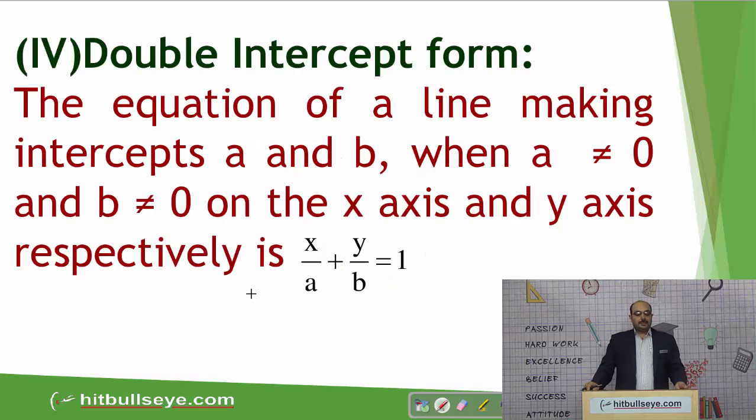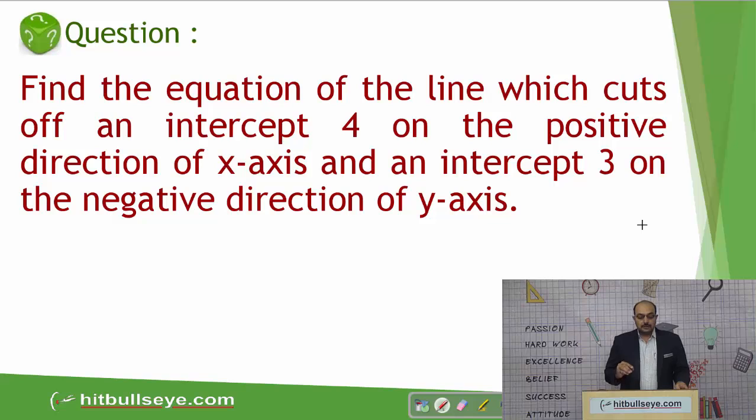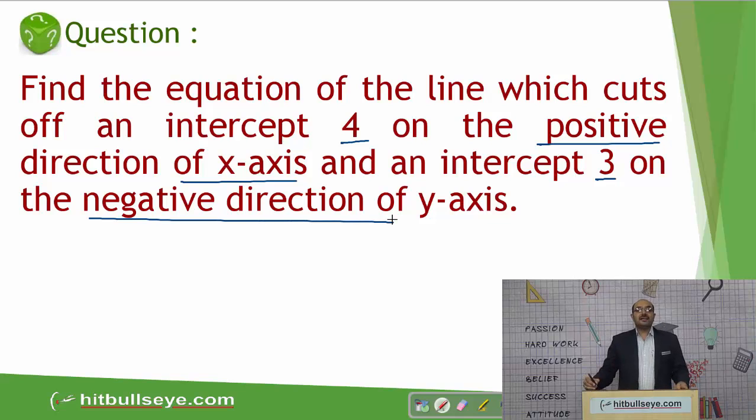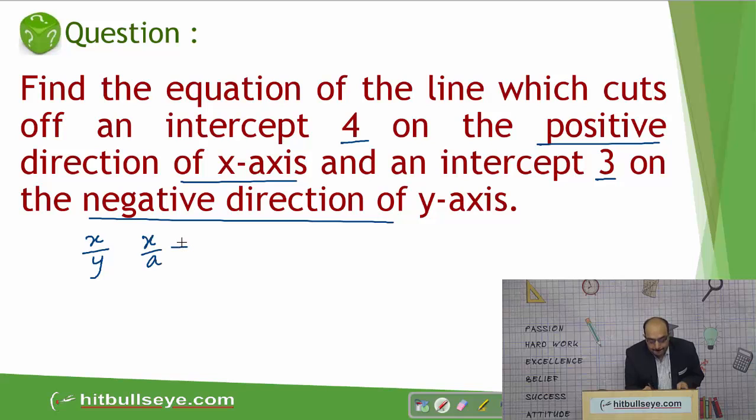Now we have the double intercept form. The equation of a line making intercepts a and b on the x-axis and y-axis is x upon a plus y upon b equals 1. So find the equation of a line which cuts off an intercept 4 on the positive direction of x-axis, means we'll be taking it as 4, and intercept 3 on the negative direction of y-axis means we'll be taking it as -3. So we have the double intercept form, it is x by a plus y upon b equals 1.